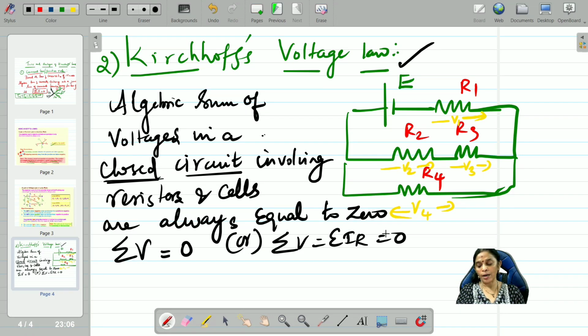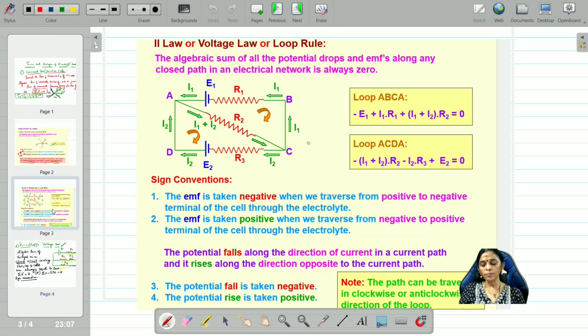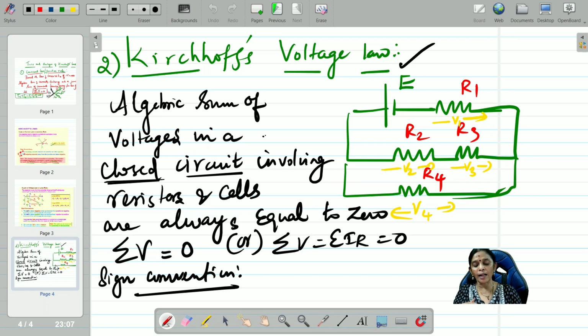Now, sign convention. What is the sign convention? You have to follow the sign convention. While you are measuring the potential difference, which is nothing but the voltage, here it is given that the EMF is taken negative while traveling from positive to negative. But I am putting it the other way around. Even if you put it the other way around, the answer will be the same. Why am I writing it the other way around? It will be easy. Right. So now what is the sign convention?